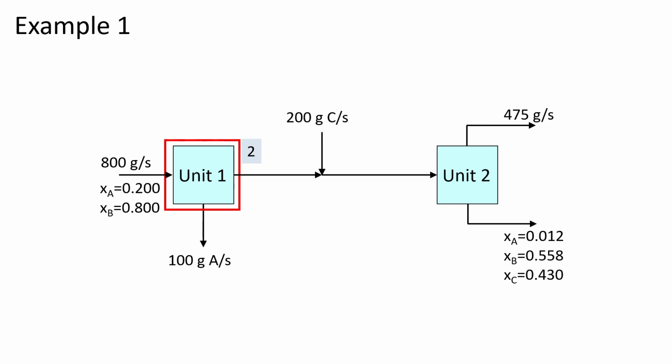A second control volume is shown here. This red square is drawn around unit 1. And this particular control volume has three streams that cross it. The feed to unit 1, the bottom product from unit 1, and then the second product stream from unit 1 that gets mixed with this stream here.